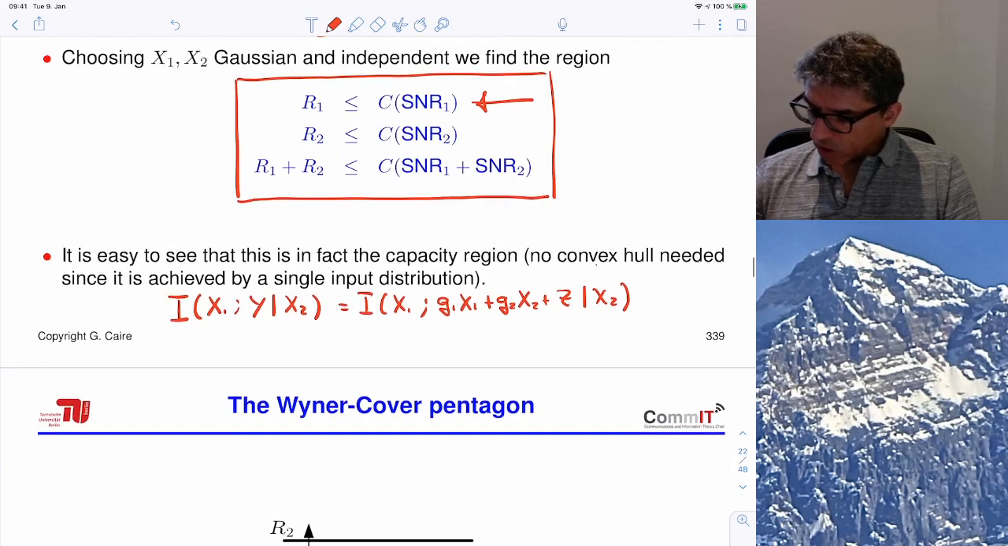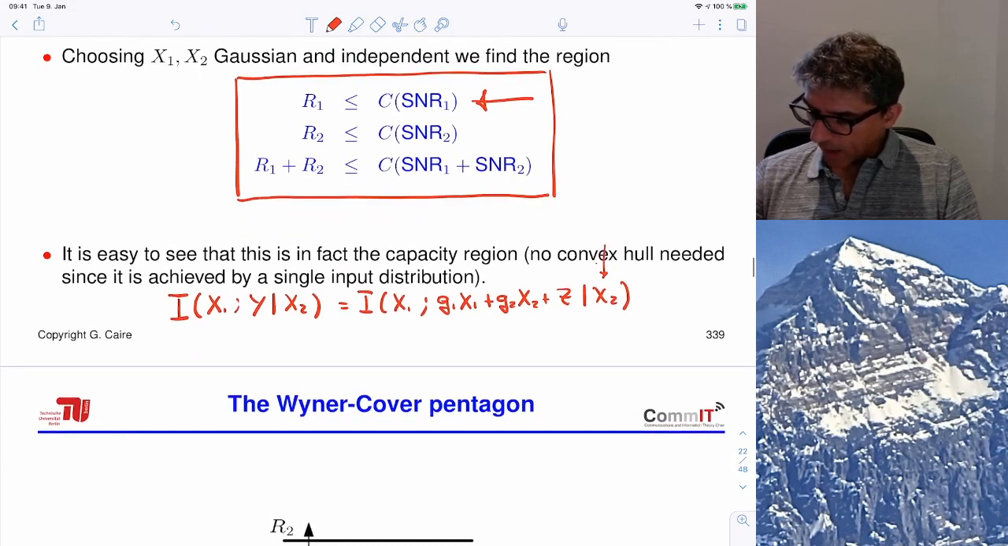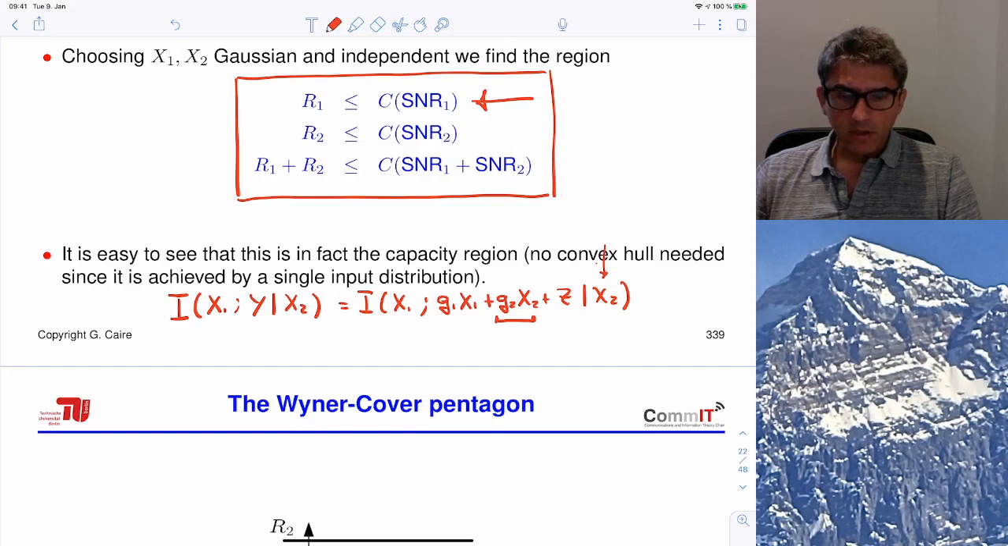Now, when you condition on something, this something acts as a constant. And we know that a translation doesn't influence mutual information. Translation by a constant does not influence mutual information. You can see it immediately by writing the mutual information in terms of the difference of differential entropies and using the fact that differential entropy is invariant by translation. So essentially, this conditioning is the same as cancellation.